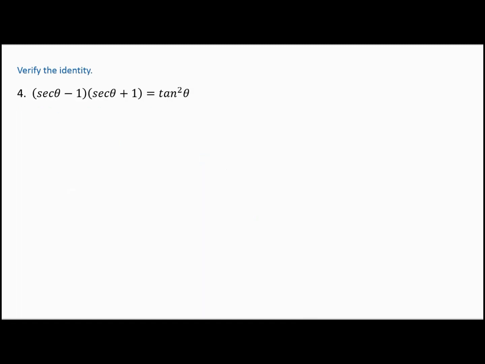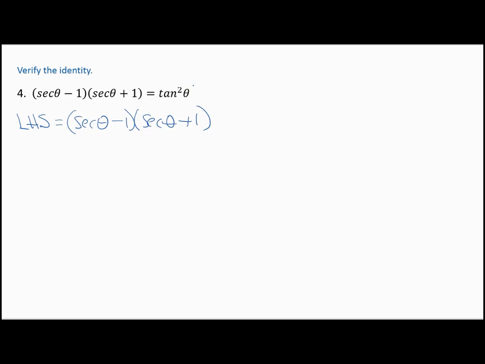We got a secant of theta minus 1 times the secant of theta plus 1, and they tell us that's tangent squared of theta. So I'm going to start again with the left-hand side, because to me it does look to be the more complicated. So secant of theta minus 1 times secant of theta plus 1. Now, what do you want to do? Well, I'm multiplying a binomial times a binomial that somehow magically turns into a monomial, one term over here. So to get there, maybe I need to expand this and see what I can do with it.